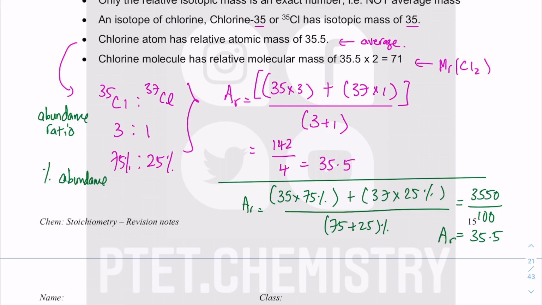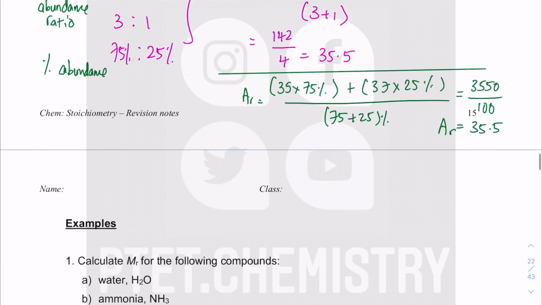So which method is correct? Both methods are correct. The mistake that students often make is that they always think the bottom has to be 100. But that is because you have 75 and 25. If you have 3 and 1, you sum up 3 plus 1 at the bottom. It's just as simple as that, and it's just mathematics. All right?